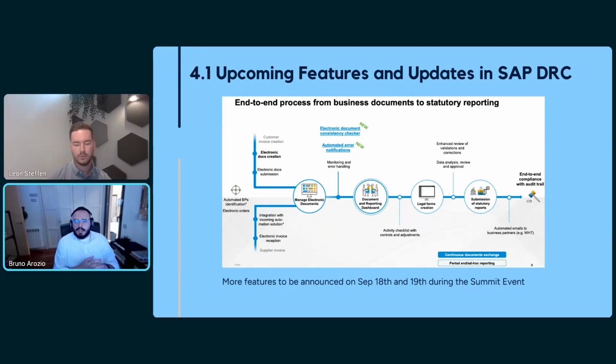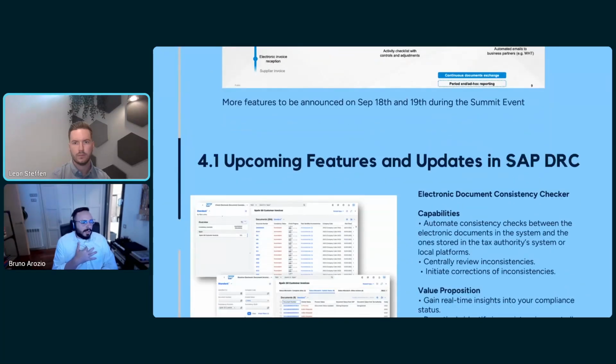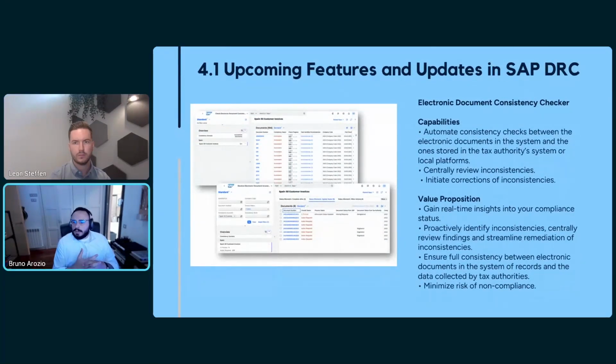So the first one is a functionality, the electronic document consistency checker, that we will show in a little more detail in the next slides. And also the automated error notifications, which is a second step. So first they are identifying the error or some checks that you need to do. And the other part is how you can send the notifications and also actions to follow up the error resolution.